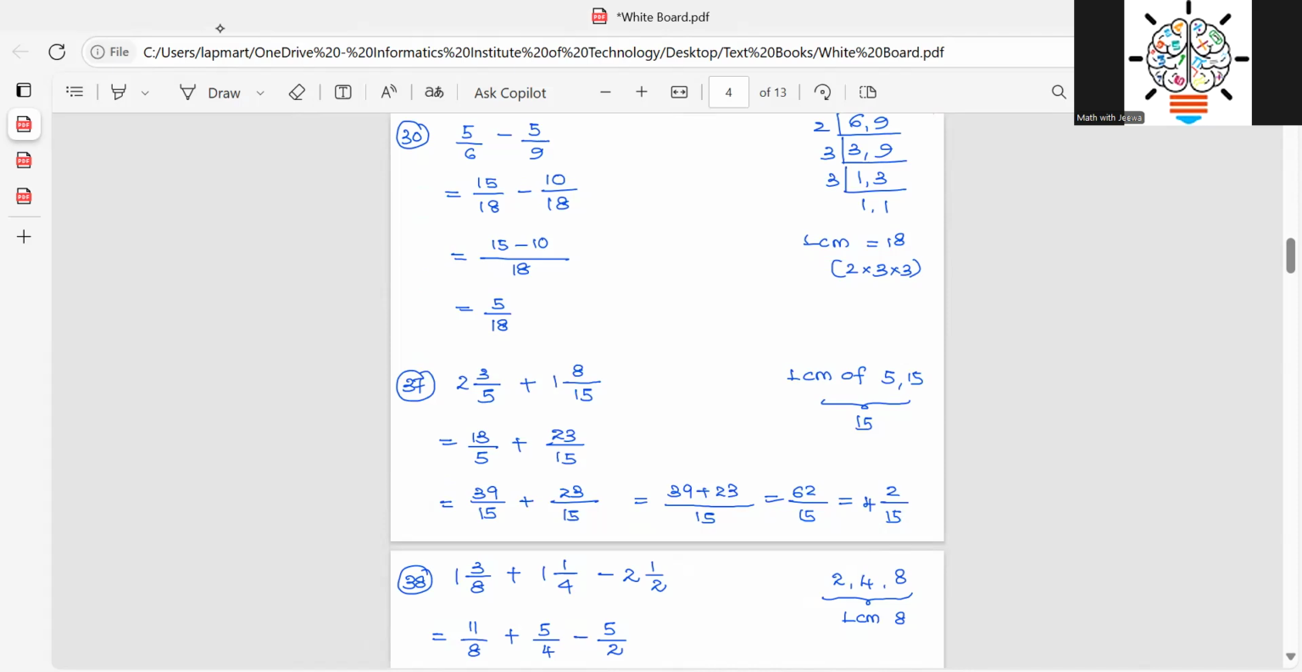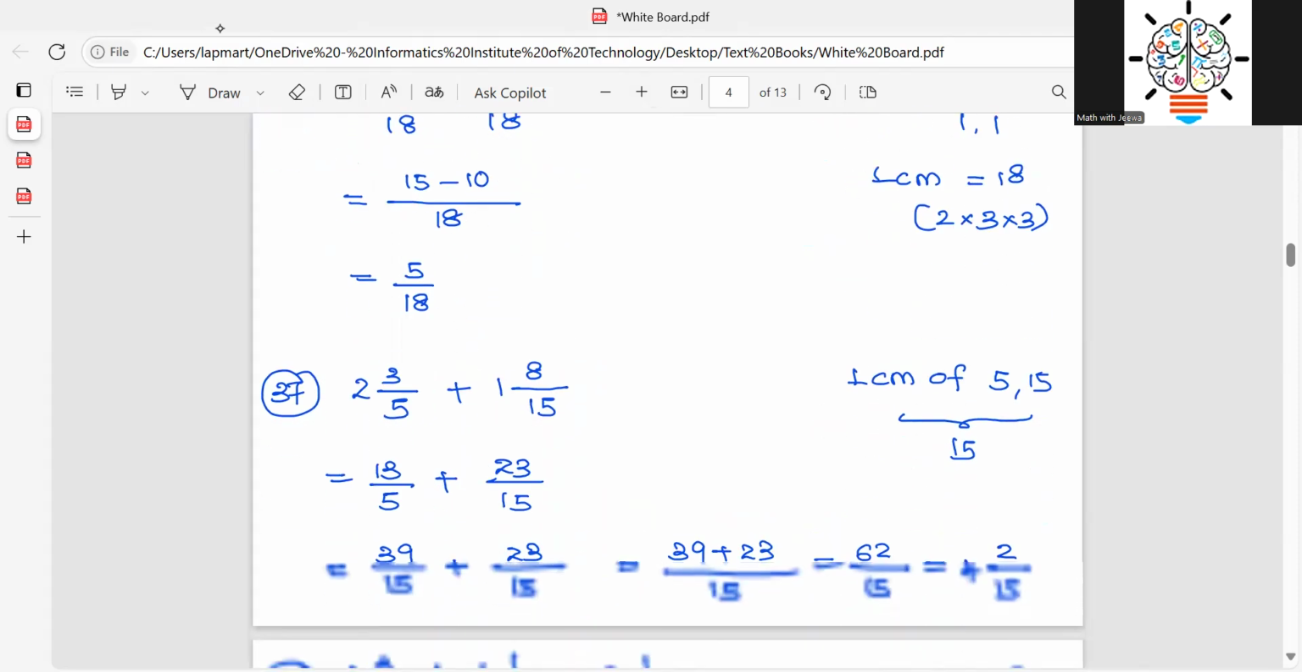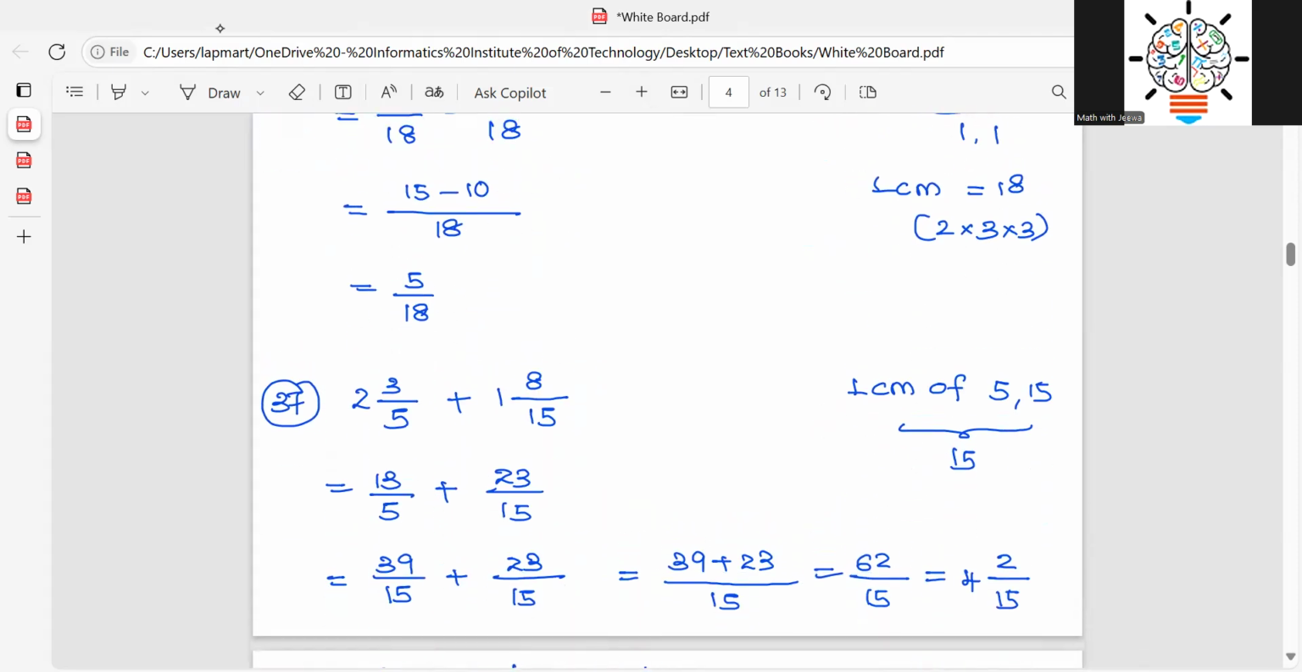So then the next question here has the mixed numbers. First of all, you want to convert the mixed numbers into improper fractions. That is the additional step here. So 5 times 2, 10, 10 plus 3, 13, 13 over 5. 15 times 1, 15, 15 plus 8, 23, 23 over 15.